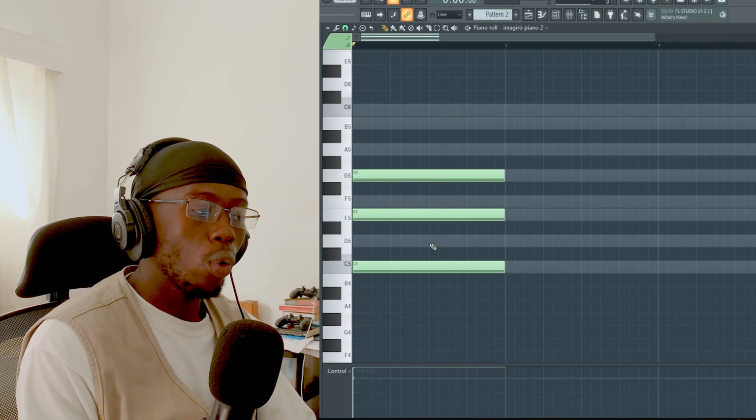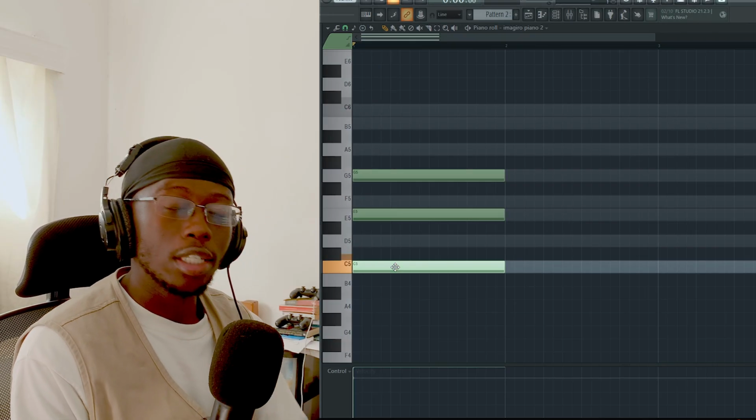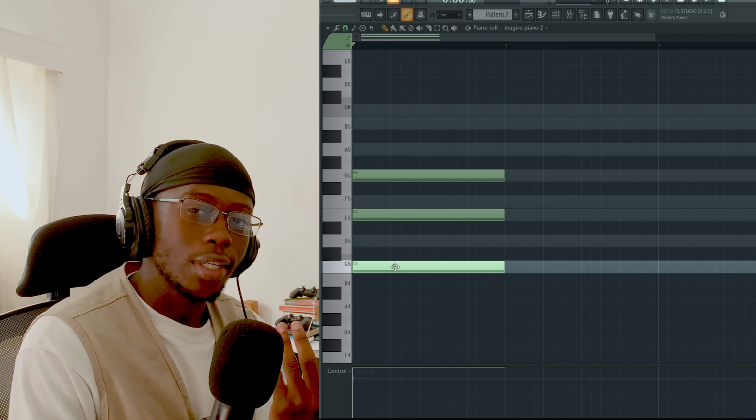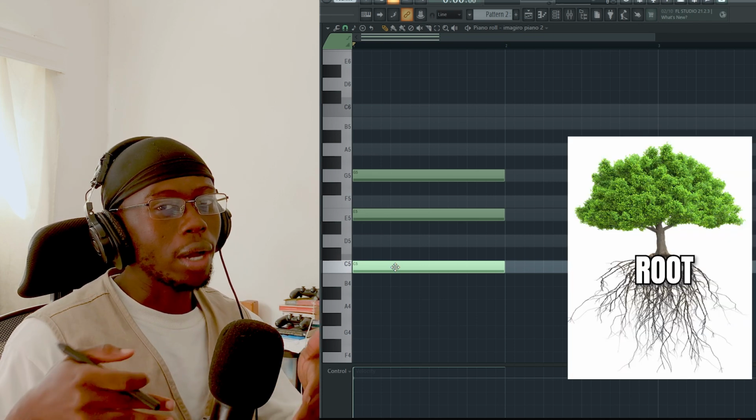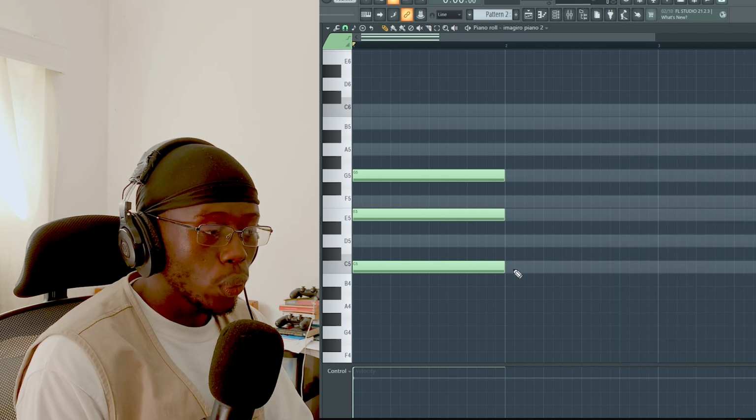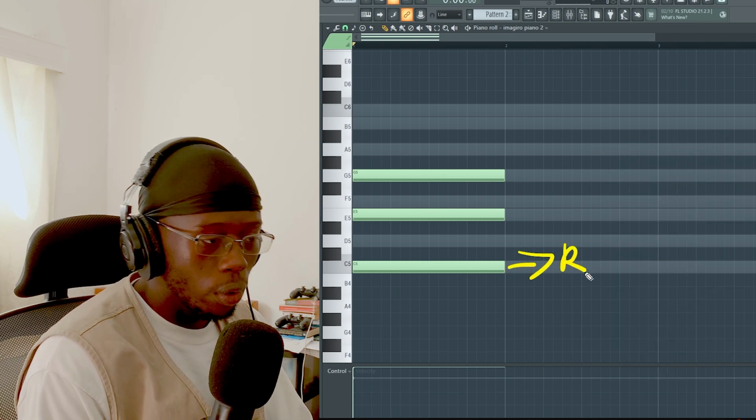We're gonna call this method the skip note method. And let's find out exactly what is happening behind this method. So the first note that we have in the chord is C. And it's known as the root. And that kind of makes sense because when you hear the word root, you think of a tree and the root is usually at the bottom. So it makes sense. So we're gonna add R next to it for root.